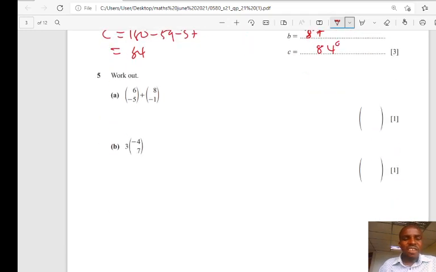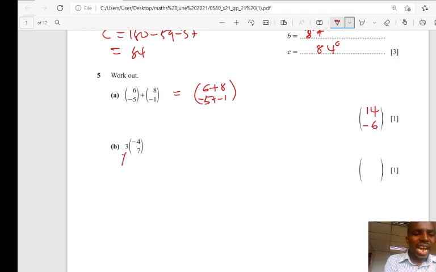Next question. Work out, these are vectors. Vectors just add the corresponding values. So it will be 6 plus 8. Here it will be minus 5 plus minus 1. 6 plus 8, you get 14. Minus 5 plus minus 1 is minus 6. Done.